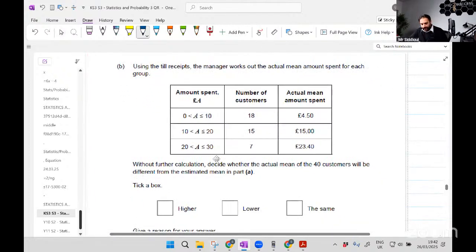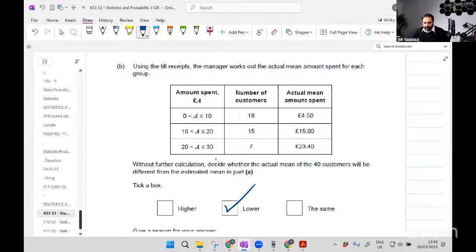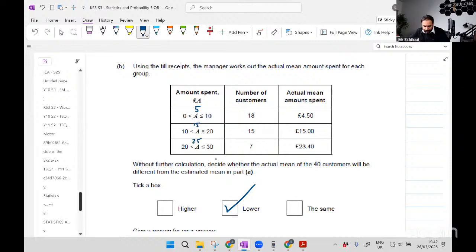Less is the answer. The reason it's less is because what did we do in part A? We took the midpoints, didn't we? We did 5, 15, and 25. We took the midpoints. And so we based our calculation on as if everybody spent that much from that group.